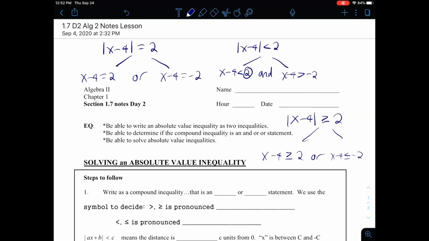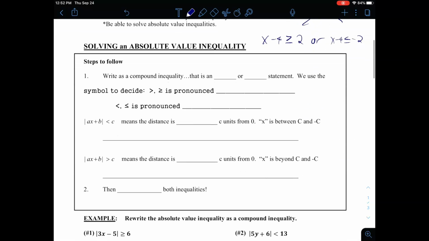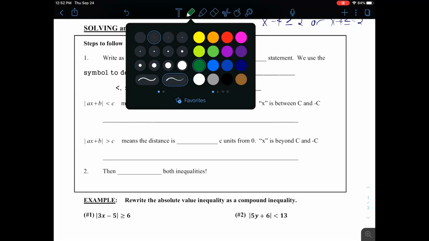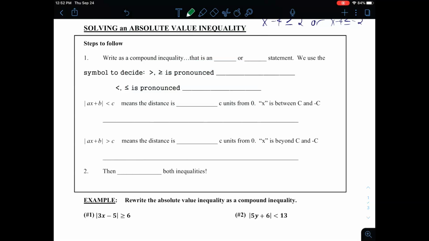Okay? So the moral of the story is basically that less than is going to be an and problem, and greater than is going to be an or problem, and you're going to flip the inequality and change the sign of the second one. Okay? Let's get into these actual problems here. It's probably kind of complex to think about right now, but let's get into it and make it not so bad. All right? Steps to follow.